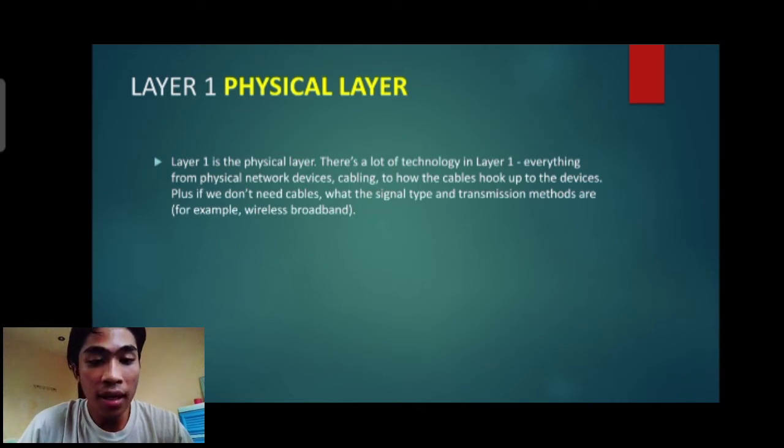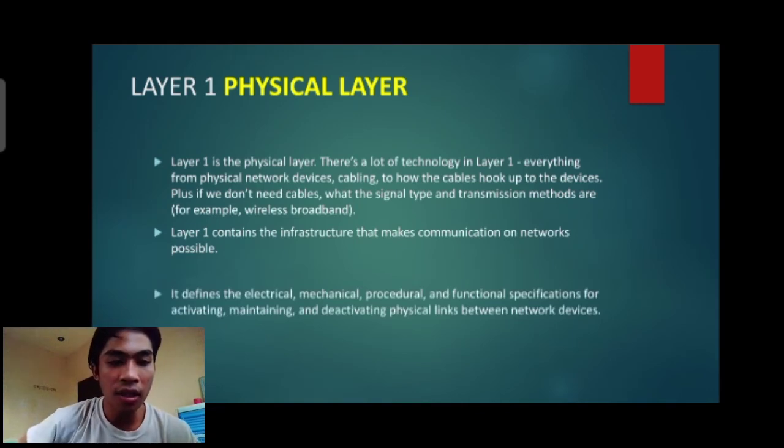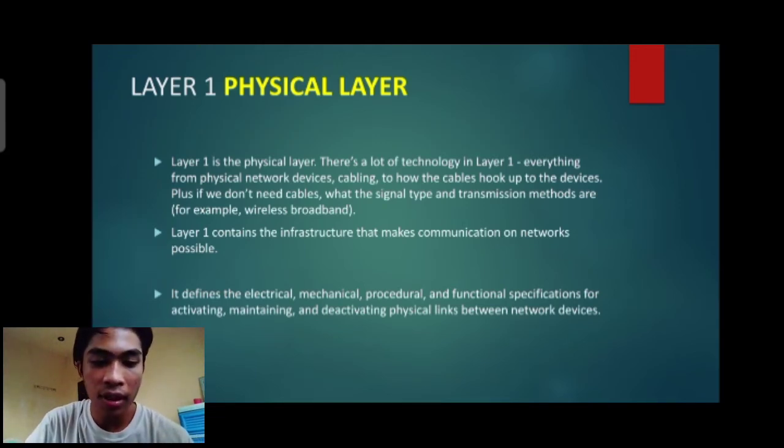Everything from physical network device, cabling, to how the cables hook up to the device, plus if we don't need cables, what the signal type and transmission method are, for example, wireless or broadband. So layer 1, or the physical layer, contains the infrastructure that makes communication network possible. The best example for a physical layer is that of a server. Even your computer can be hosted as a server. It defines electrical, mechanical, procedural, functional specification for activating, maintaining, and deactivating physical links between network devices.